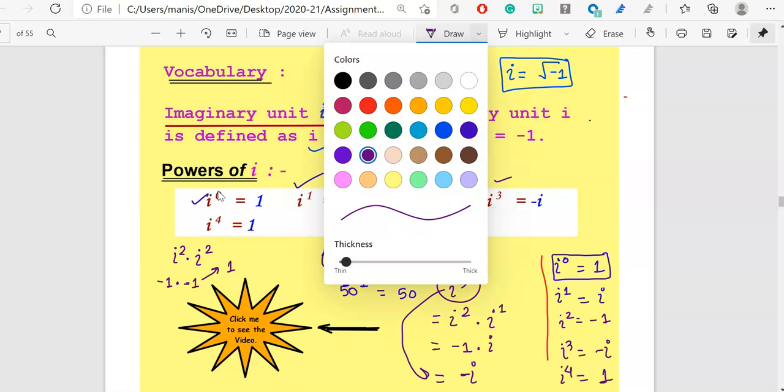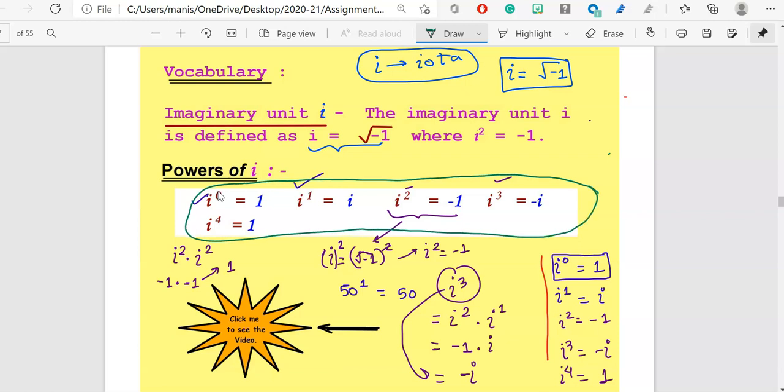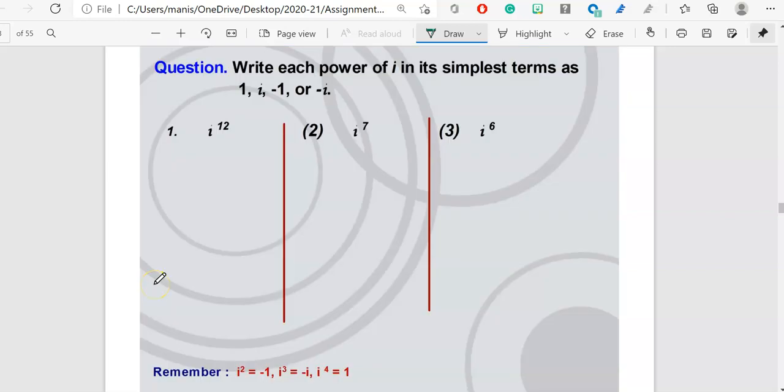What I want from all of you is to copy everything and write these 4, 5 values, 1, 2, 3, 4, 5 somewhere, because we will need this when we are solving problems related to the imaginary unit i. Now our question says: write each power of i in simplest terms as 1, i, -1 or -i. Make sure you copy this question.